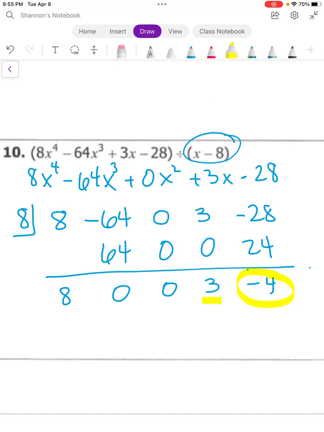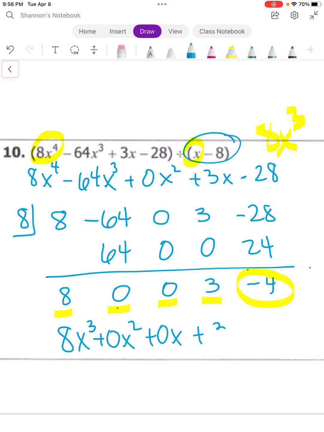So I should have my constant, my linear term, my quadratic term, and this should be my cubic term, which if I look, 8x to the 4th divided by x, that should be giving me an x cubed for that term, an 8x cubed. So if this is 8x cubed, 0x squared plus 0x plus 3, and then plus -4 over x minus 8.